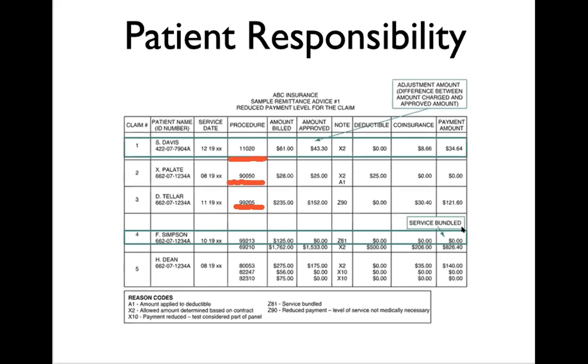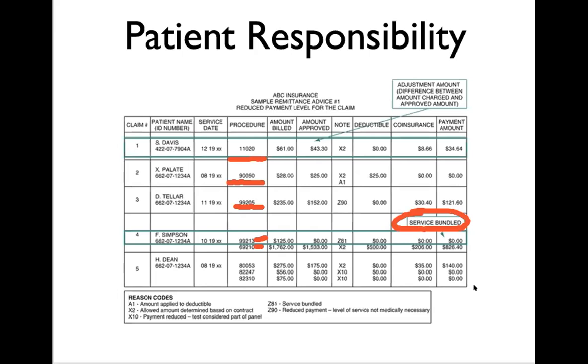There's a situation where they're saying this service was actually bundled into the other service. And what bundled means is, we're not paying you for both of these services. We're only going to pay you for one. So in this particular situation, that's an office visit and removal of the earwax. And they're like, yeah, we're just paying you for removal of the earwax. We're not paying you for the office visit.